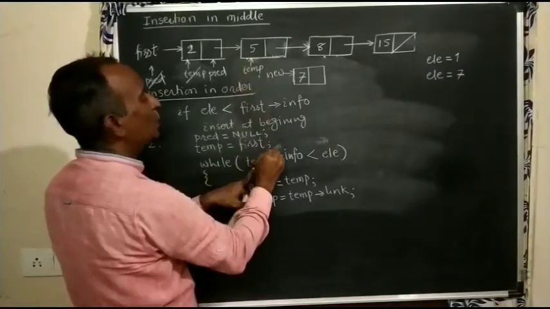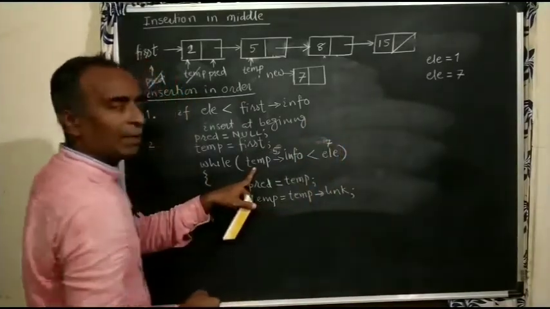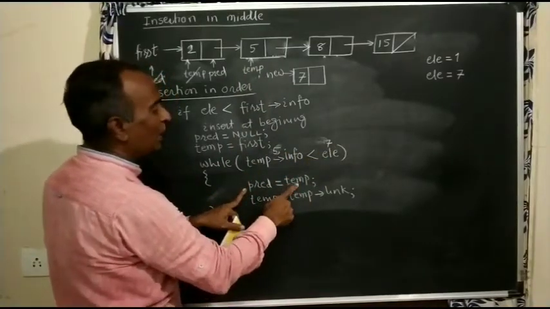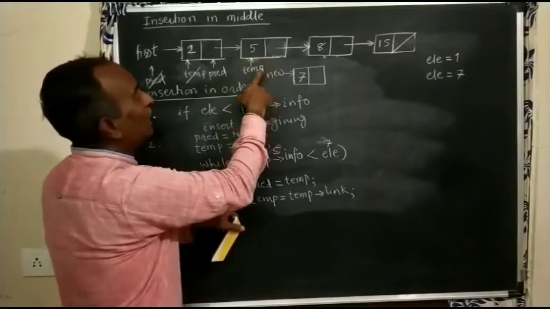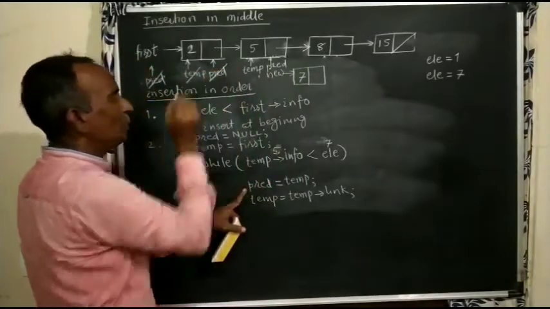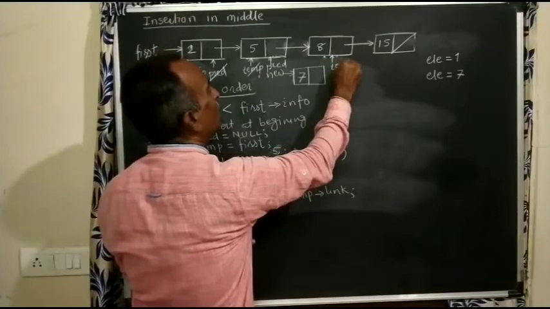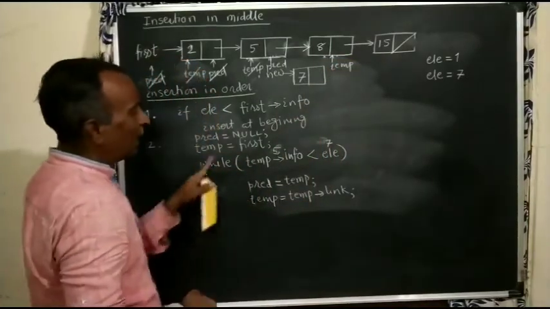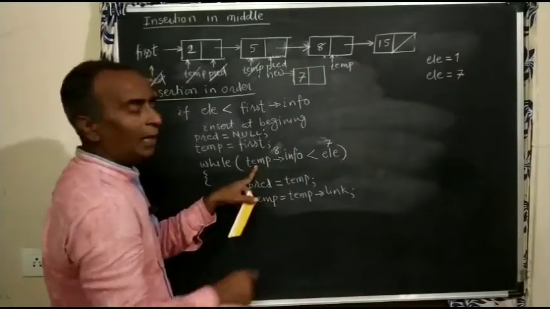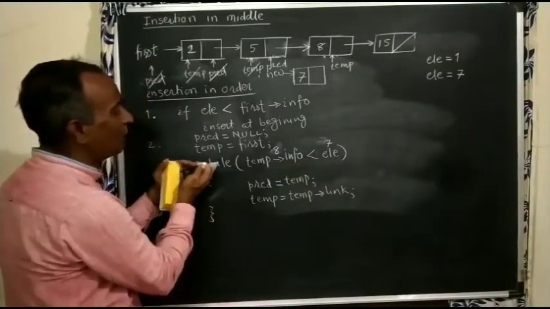Temp's info is 5. Element to be inserted is 7. What will happen now? Is it true? Yes, it will go here. Temp is given to pred. Pred will point to this node now. By these statements, temp is moved. Temp will point here. Right? Then again it will go. Temp's info is 8. 8 less than 7? No. Means this condition is false, it will come out.